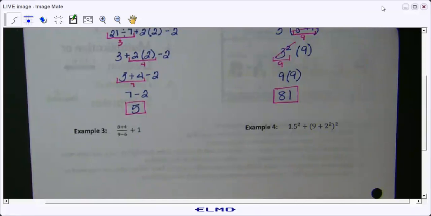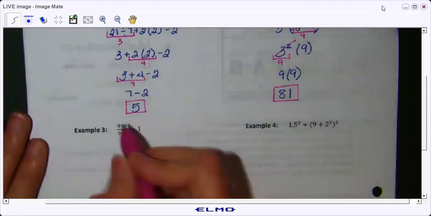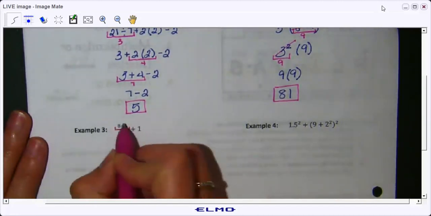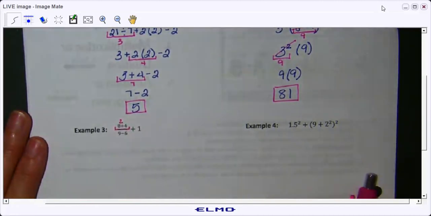Okay, I'm going to go ahead and solve example 3. I think most of you are done with that one, and I just want you to check to make sure you got it right. I'm going to do the numerator first. 8 divided by 4 is 2.